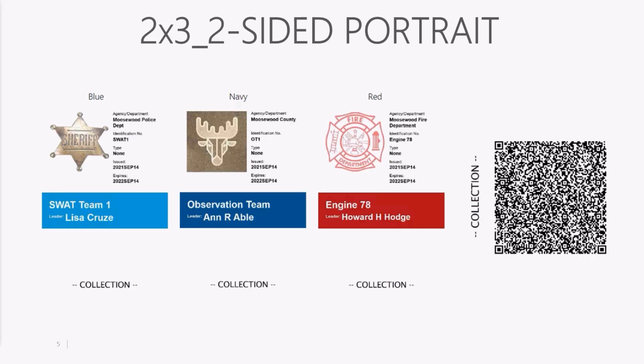Here are the 2x3 two-sided portraits. So you've got a blue color, a navy color, and then the red. So this is in the front. Similar information on here, except you've got a little bit more. It actually identifies what agency or department that is, the ID number for that collection, if there's a NIMS type, issue, expiration, again, the name of the company or collection, who the leader is, and you'll see on the back is the actual barcode. Okay, so this is the two-sided.